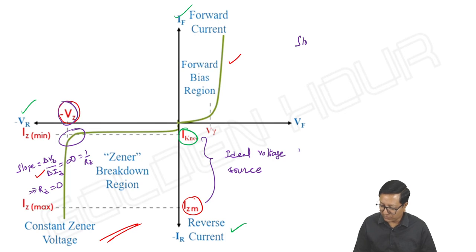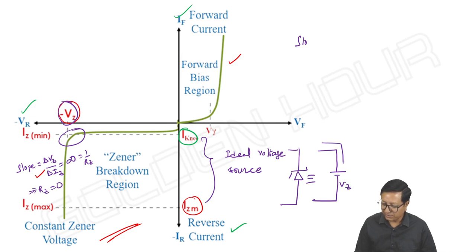Means the equivalent circuit of Zener diode, if I take this, its equivalent is like this one, Vz, and current can be any value. Okay. Cathode to anode, it is maintaining constant voltage. And it is like an ideal voltage source. Ideal voltage source internal resistance is 0. Okay. Whereas, of course, there are some limitations.